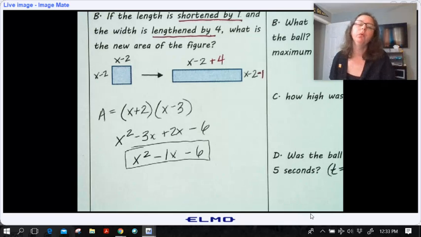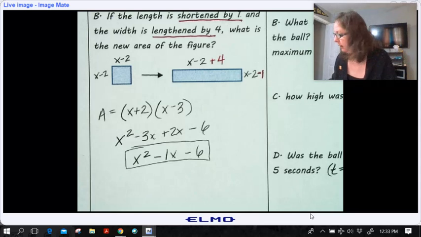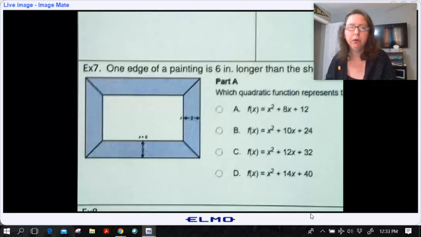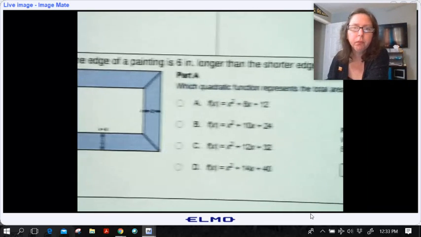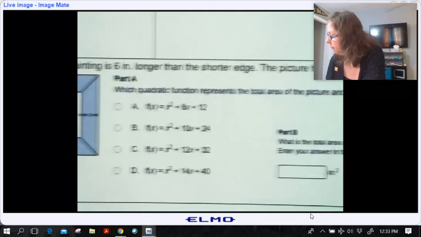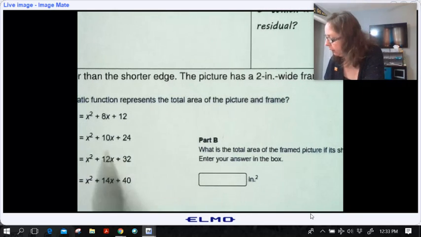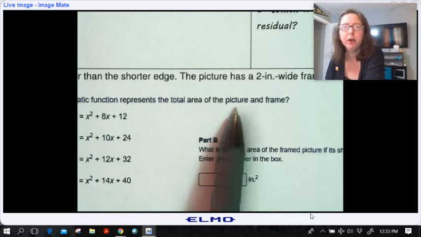So we've done a pool, we've done basic squares and finding area as well as rectangles. Let's do one final example. Again, if you're with me in the guided notes, I'm moving on down to example 7. One edge of a painting is 6 inches longer than the shorter edge. The picture has a 2-inch wide frame. Okay. Which quadratic function represents the total area of the picture and the frame?